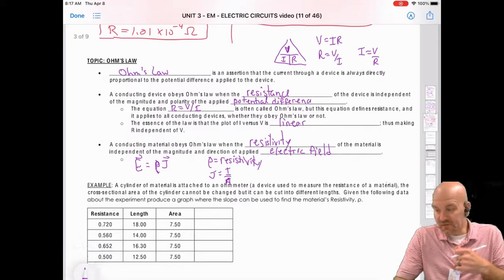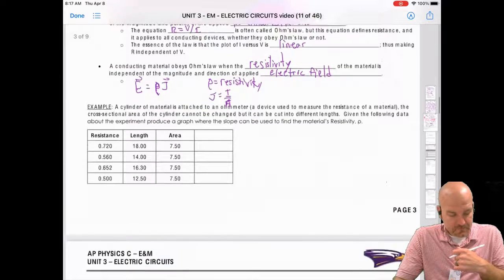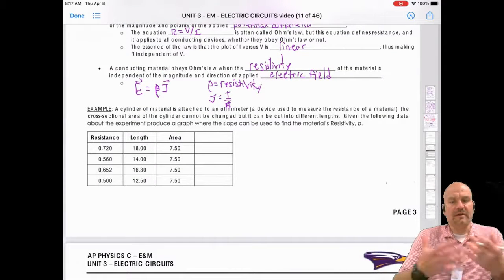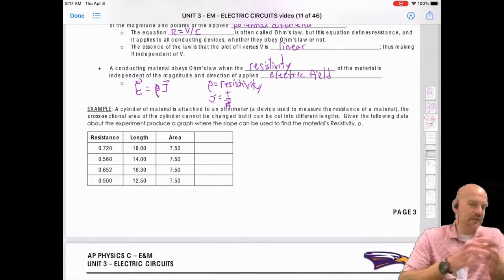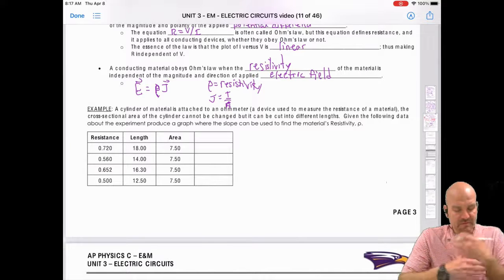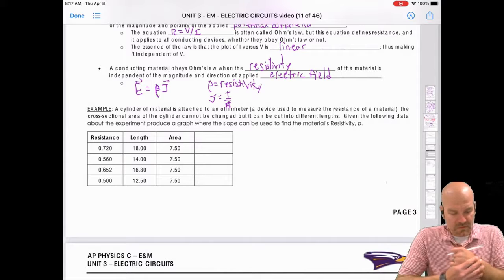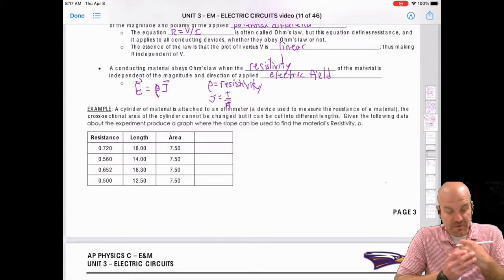All right, so here is an example problem. This is one where we're going to look at the graphing and this idea that if this function is linear, then this material does obey Ohm's law, where the resistance is independent of voltage. So a cylinder of material is attached to an ohm meter, which is a device used to measure the resistance of a material. The cross-sectional area of the cylinder cannot be changed, but it can be cut into different lengths.